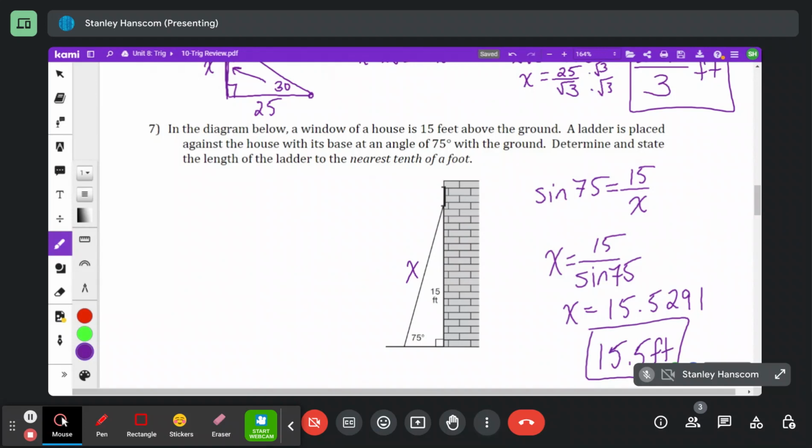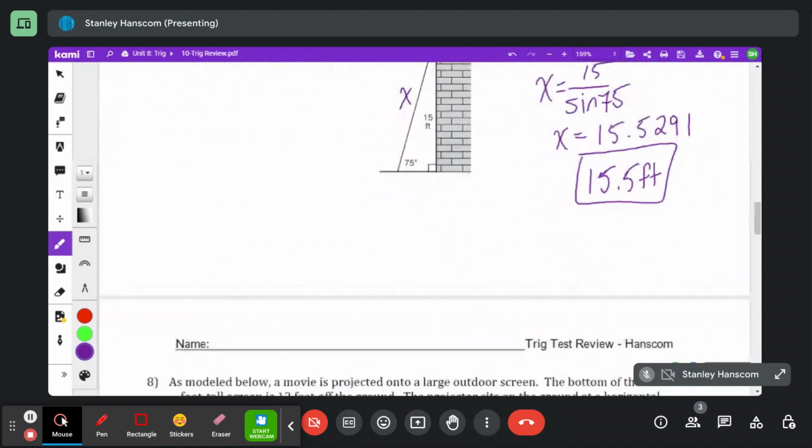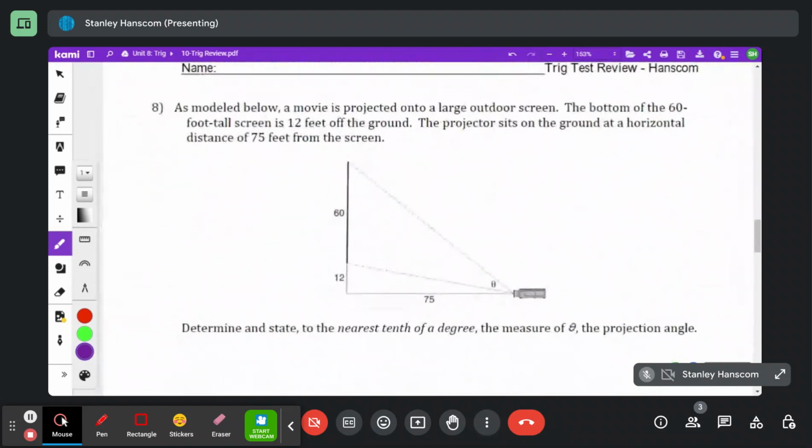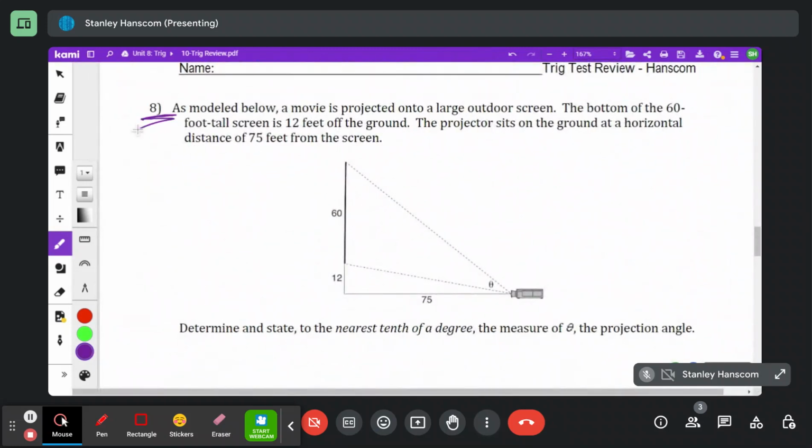Okay, we are done with 7. We are going to now move on to question number 8. We have another question that has the potential to be a two-parter here. So it says, as modeled below, a movie is projected onto a large outdoor screen. The bottom of the 60-foot tall screen is 12 feet off the ground. The projector sits on the ground at a horizontal distance of 75 feet from the screen.